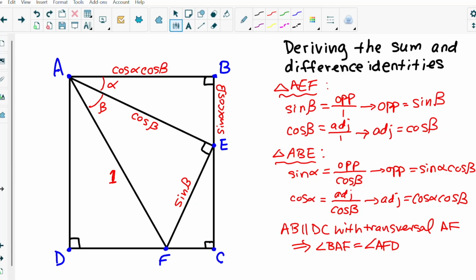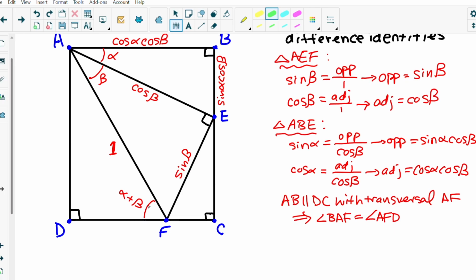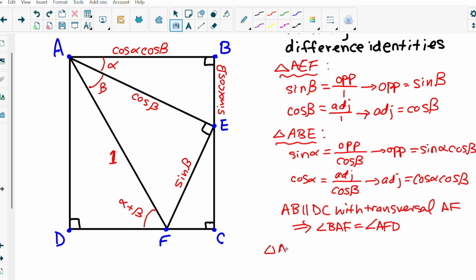Why is that important? Because now I can say this angle is alpha plus beta. How do I know that? Well, let me just highlight this. Here's alpha plus beta. Here's alpha plus beta. Okay? All right, why is that important? Well, I'm going to continue with this new angle of alpha plus beta. Now I'm in triangle AFD.